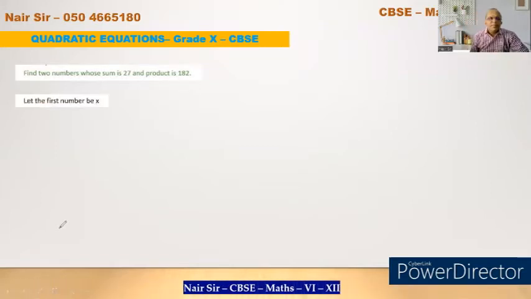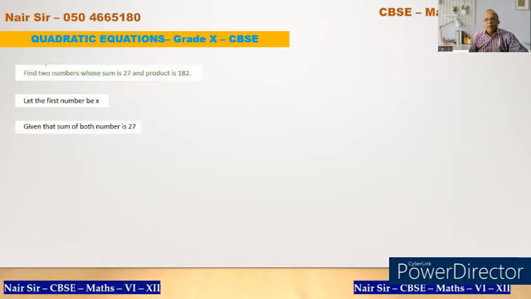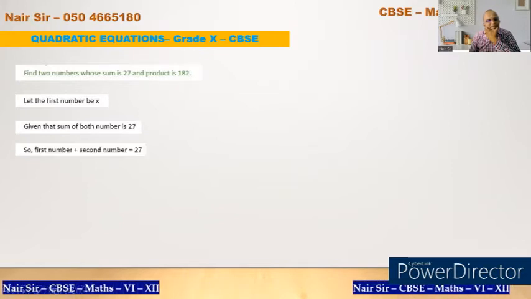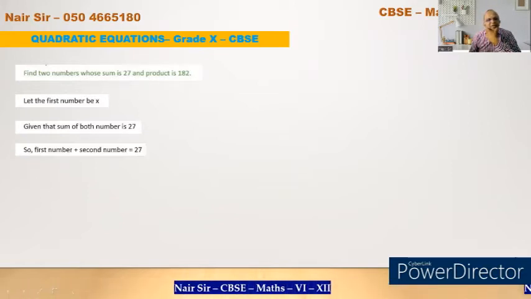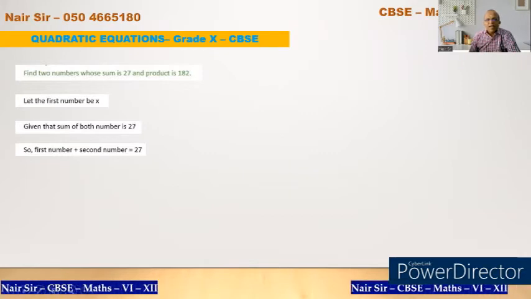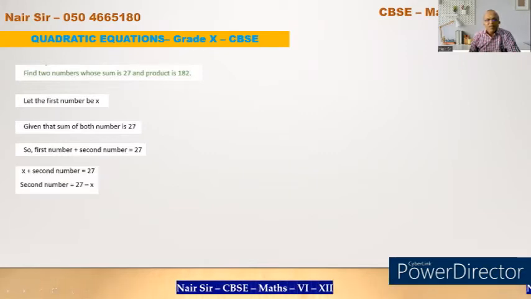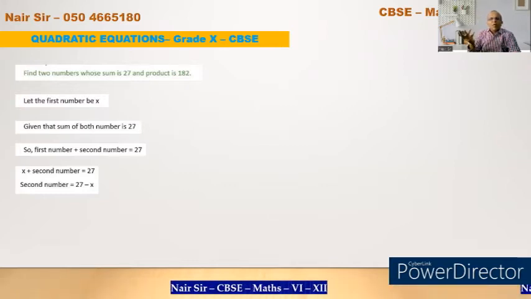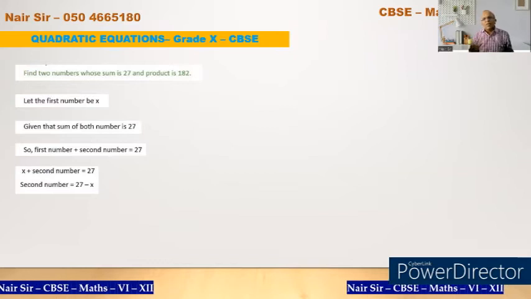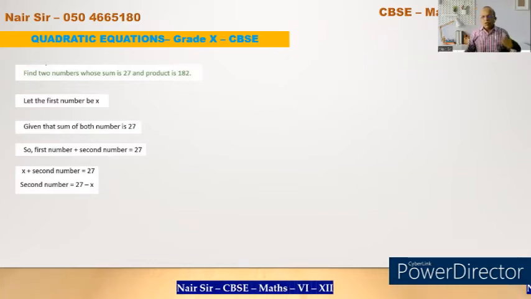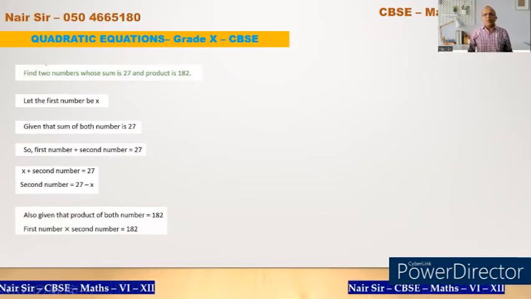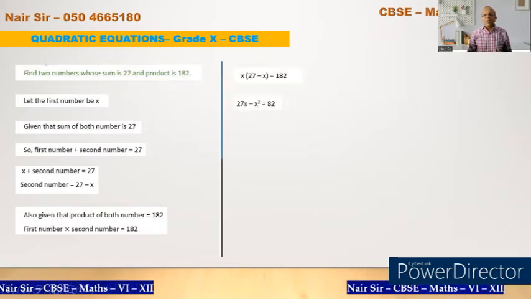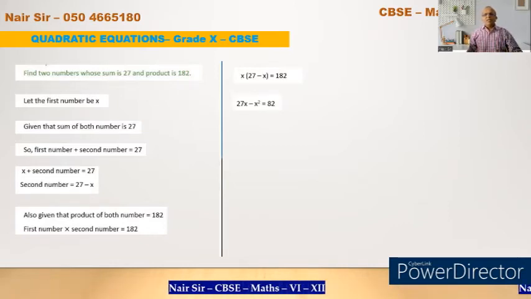Let the number be x. Given is the sum of both the numbers is 27. What do we do? We add the first number with the second number and we get 27. The first number plus the second number, so the second number becomes 27 minus x. When I was explaining, what did I do? I said x and y. You can also do it the same way. Product: I multiplied and got the equation. There's a typographical error. It is 182.